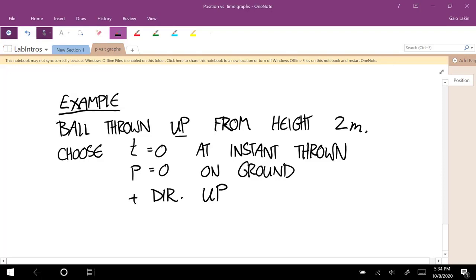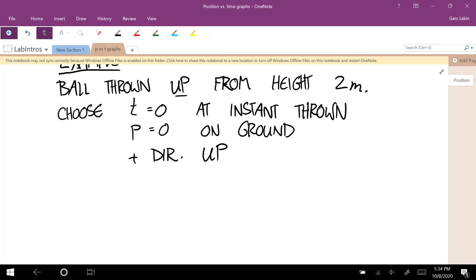Okay. And this graph that we're going to draw and all this stuff we're going to do would be different if we made different choices about time equals 0, position equals 0, and positive direction. So keep that in mind. And in the lab, there are going to be a couple of things where you're going to have to choose to change the positive direction and stuff like that.